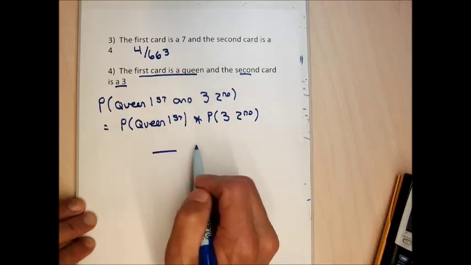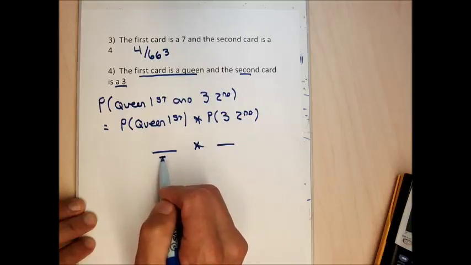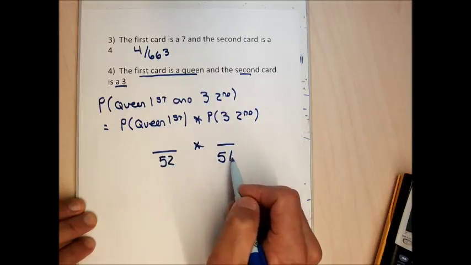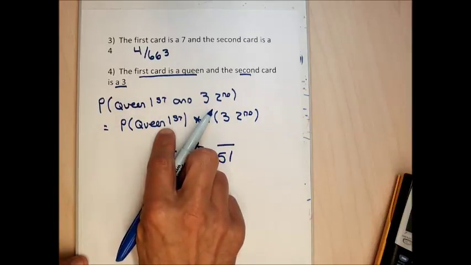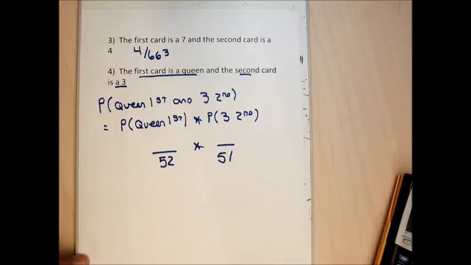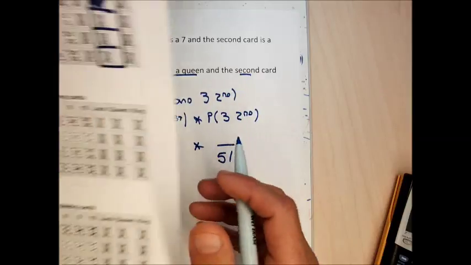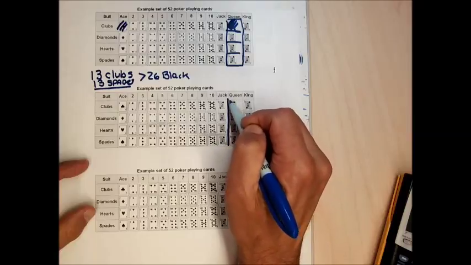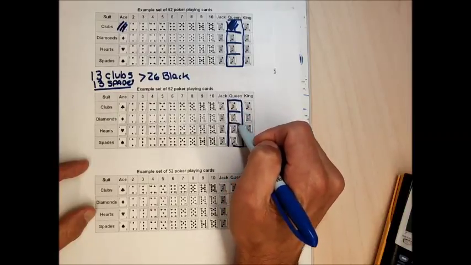And each one of these probabilities is going to turn into a fraction. The denominators are going to go down by 1 because I'm not putting the card back. So for my first fraction, I'm going to find the probability of getting a queen from a deck of 52 cards. And in a deck of 52 cards, there's 4 queens. So when I go to do this problem, I have a standard deck of 52 cards. There's 4 queens in it, so the numerator of the first fraction is 4.